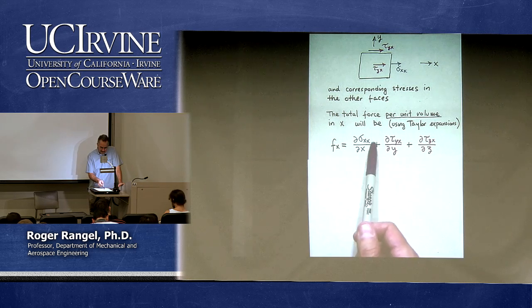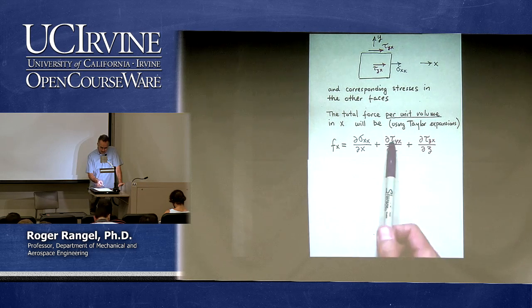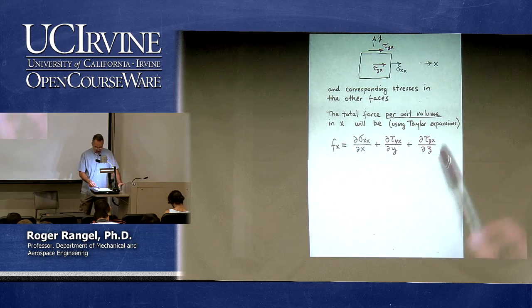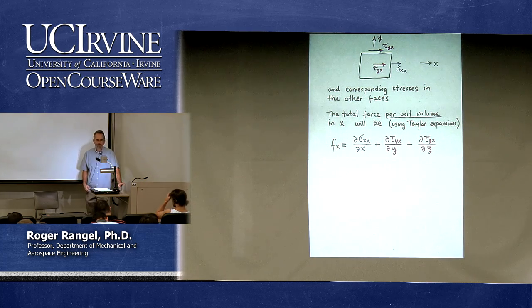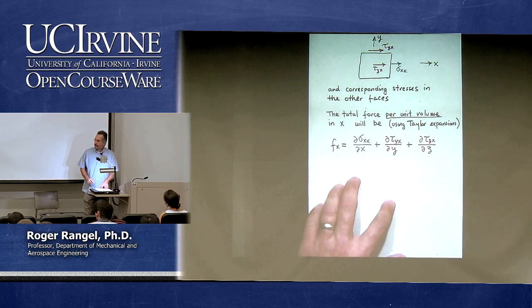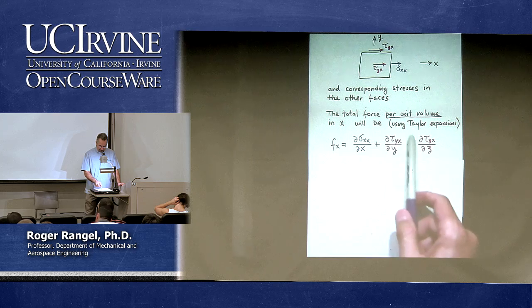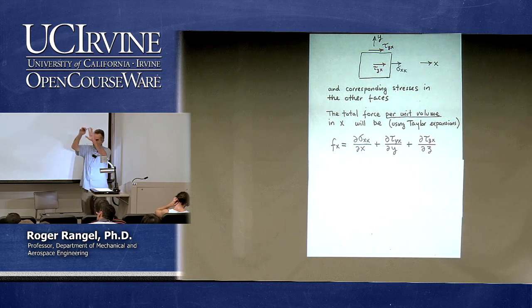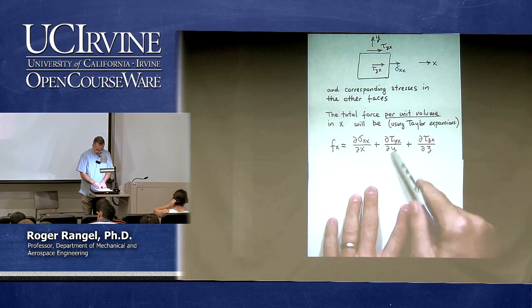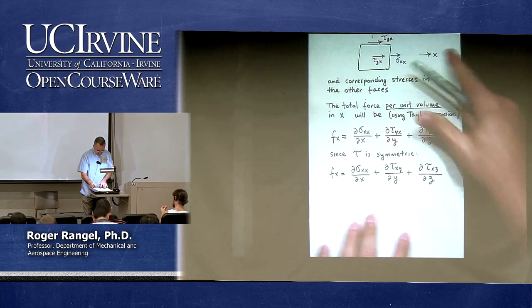Partial of the sigma xx with respect to x plus partial of the tau yx with respect to y plus partial of the tau zx with respect to z. All right? But remember, I told you that the stress matrix is symmetric. So I can flip this just because it's more convenient.